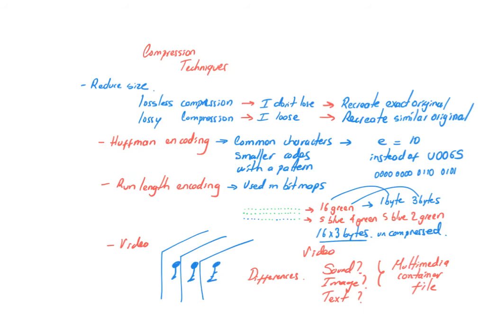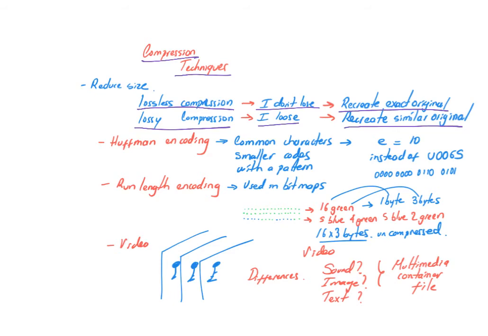Now, since we have all those bits and bytes, and we always want to save space and money, we need a way to compress, so to define some techniques to compress the information. There are two main ways to compress things. You can use lossless compression, which means that you don't lose any information and you recreate the exact original information, or lossy compression, where you lose some of the information, so you can recreate something similar to the original.